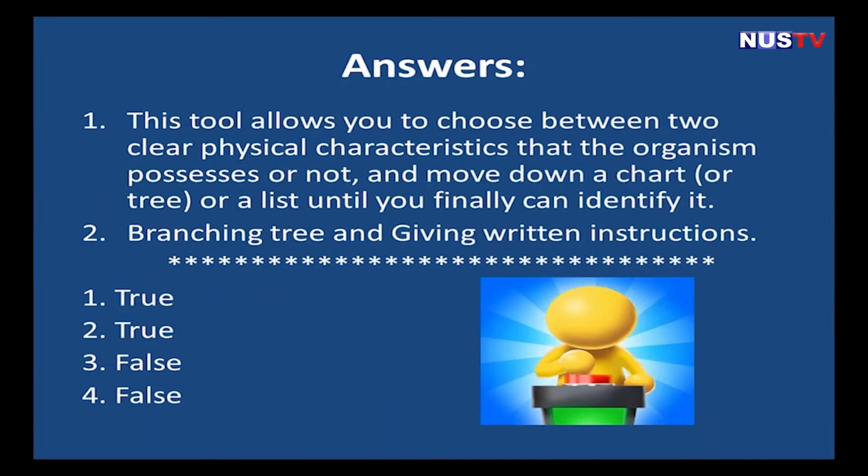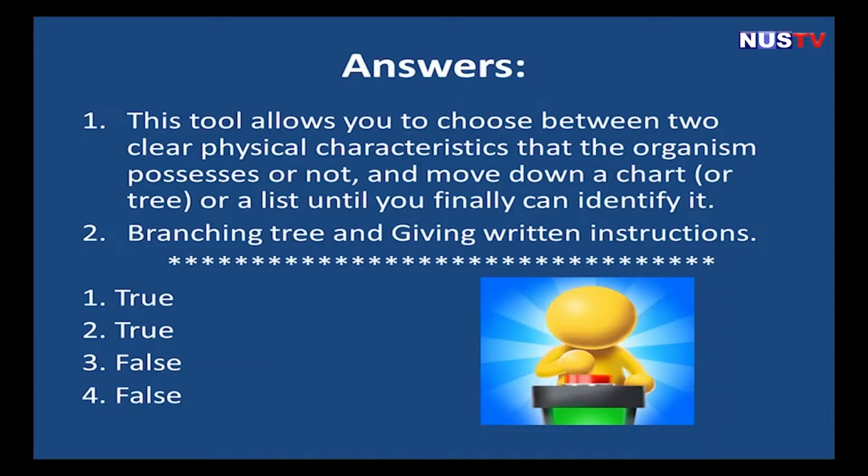So look at the answers. Number 1, this tool allows you to choose between two clear physical characteristics. So if you're thinking about something that has physical characteristics, it's things that you can see, or the features that you can see that the organism possesses or not. So does it have these characteristics or does it not?